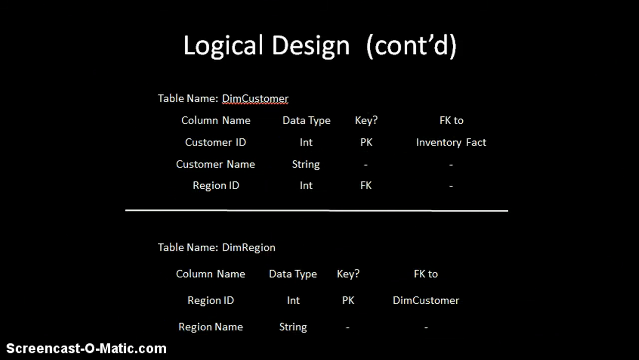Our next table is dim customer. Our primary key is customer ID, and it is a foreign key to the inventory fact table. Then we also store the customer name and region ID, which is a foreign key in this table. For our table dim region, region ID is the primary key, and we also store the region name.